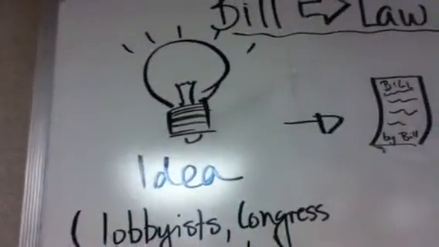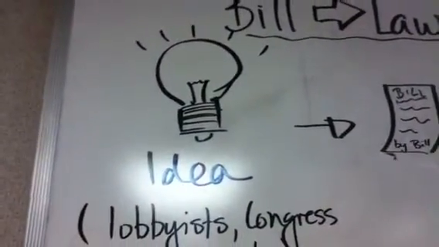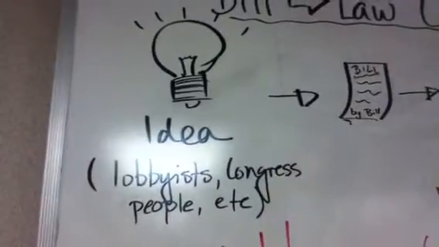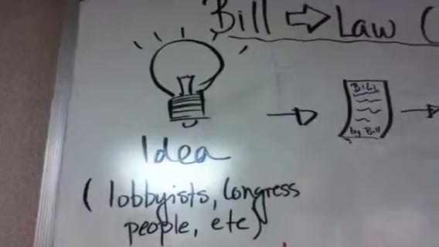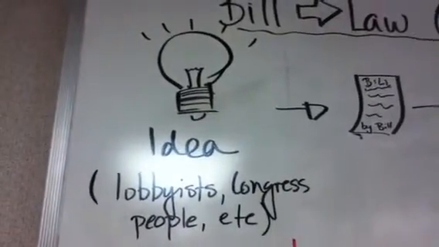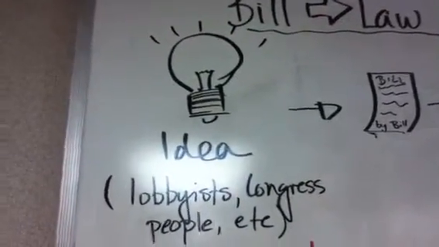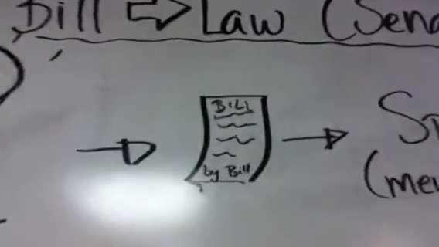So everything starts with an idea, right? Ideas come from lots of places. They come from lobbyists, from Congress, from regular people. The Constitution gives everybody the right to draft a bill, right? So you would have an idea, and you would draft a bill. So you'd write the thing.